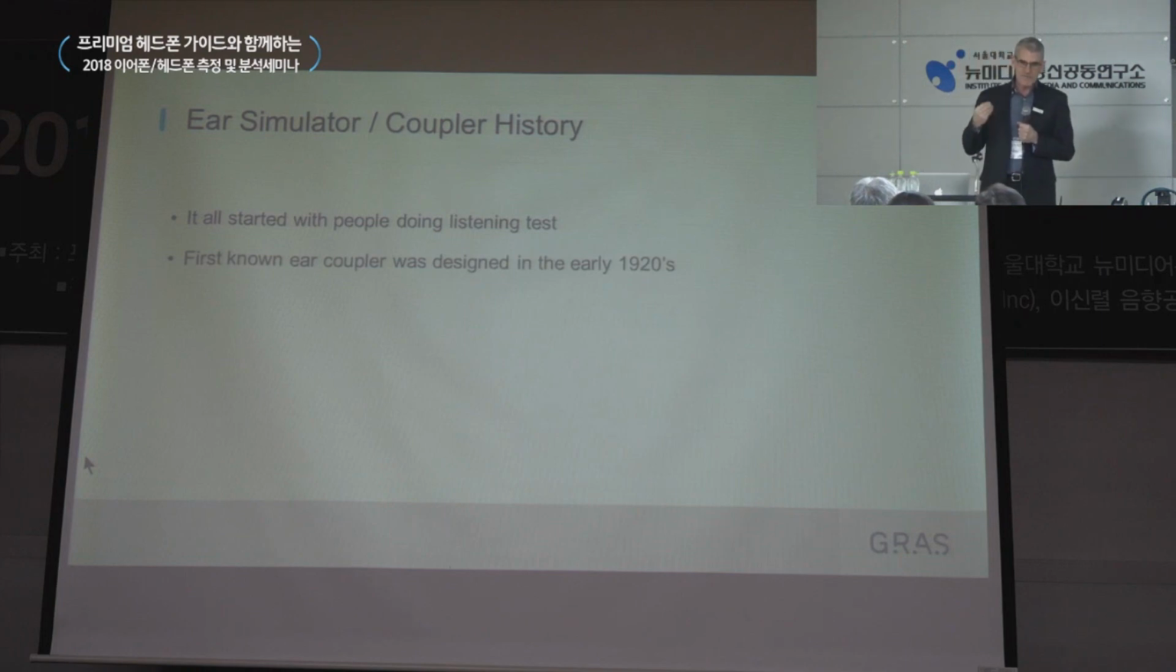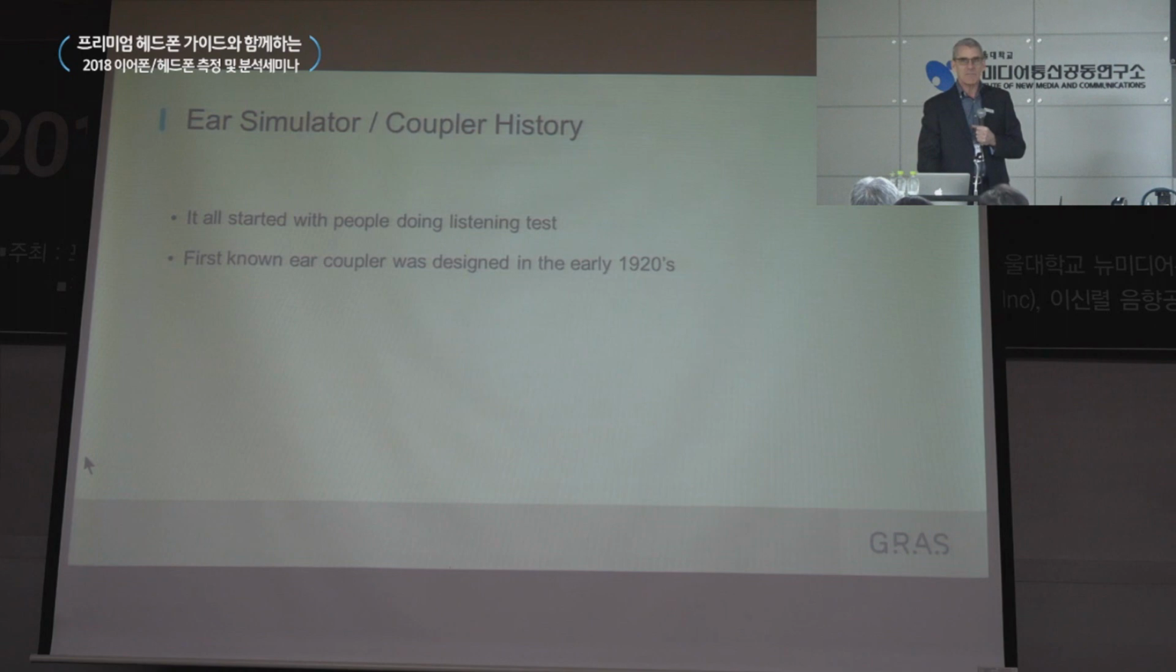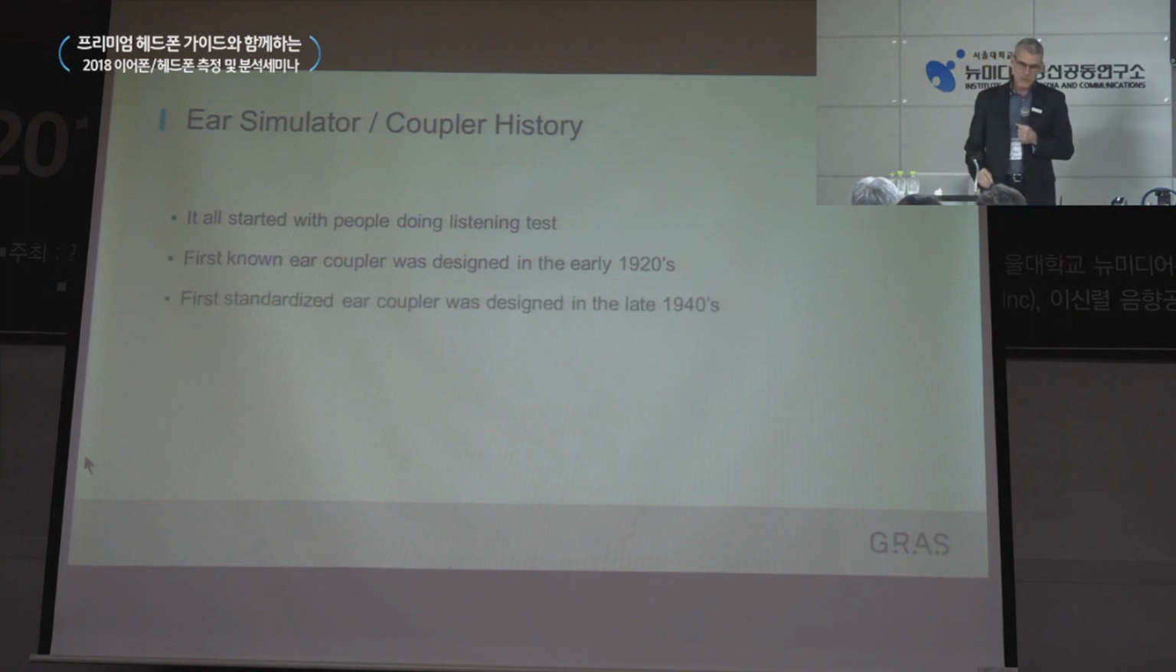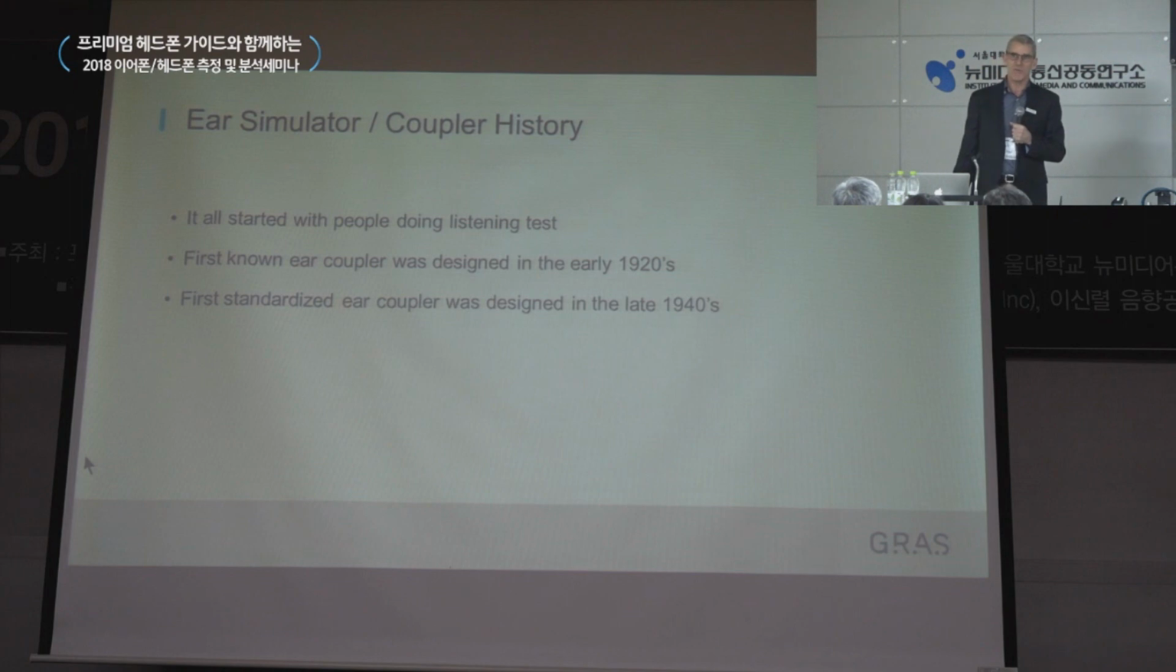So there was a need for some kind of device that could translate the acoustic signal into some electrical signal that could be analyzed. And the first ear coupler was designed back in about 1920, about 100 years ago. But the first standardized coupler came out many years later, almost 60, 70 years ago, the first standardized coupler was released to the market.